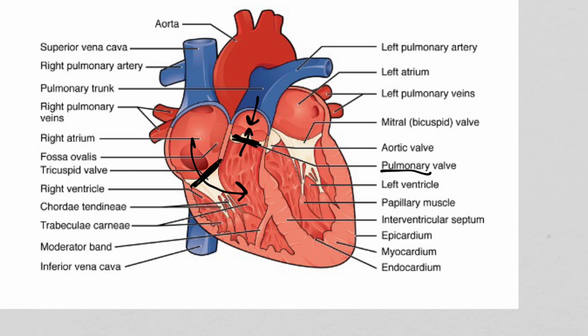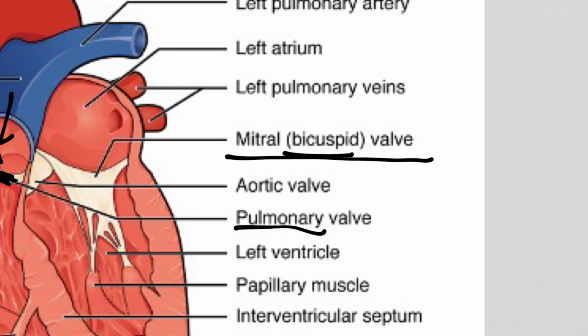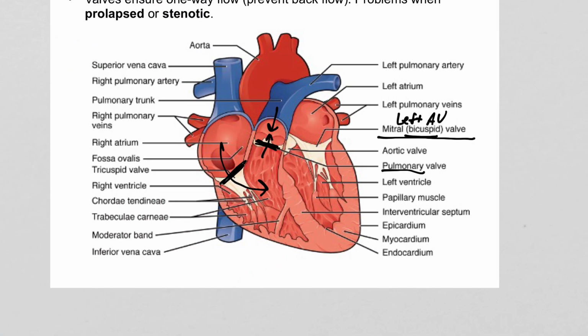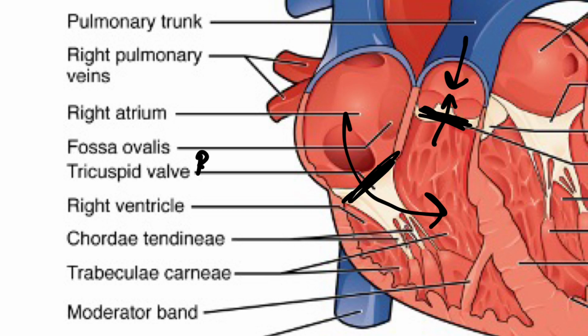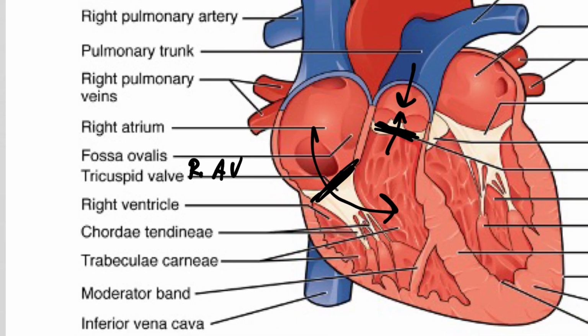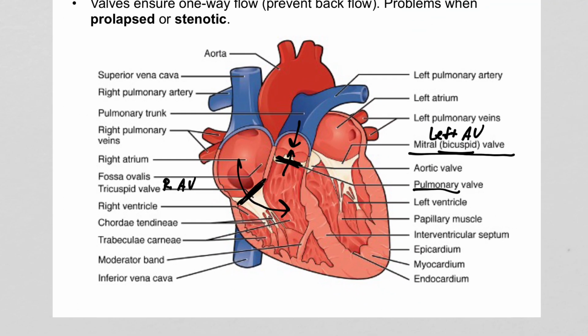And the same exact thing works on the left side. This time, the mitral valve, these valves have multiple names. Mitral is also called bicuspid. Annoyingly, this is also sometimes called the left AV valve, and the tricuspid is sometimes called the right AV valve. AV just stands for atrioventricular because the valves are separating the atrium and the ventricle.